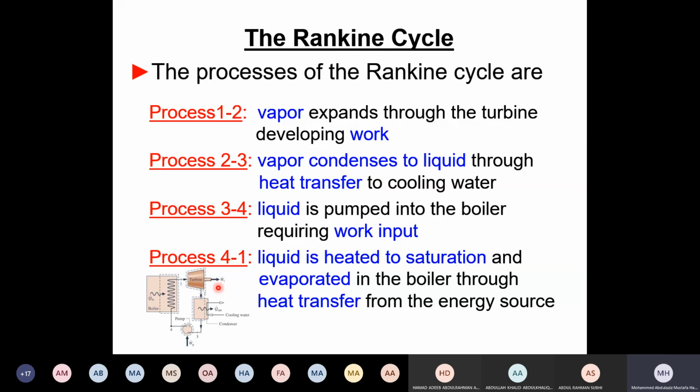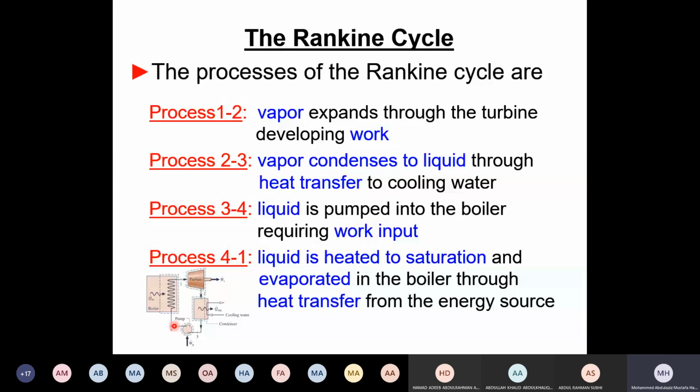The steam out of the turbine at 2 goes to the condenser, and then it is condensed to be liquid water here. So process 2 to 3, vapor condenses to liquid, and of course there's a heat transfer to the outside, and this is done by cooling water. We pass cooling water, and this will cool the steam and get liquid here. Then from 3 to 4, the liquid is pumped into the boiler. This pump will pump the water, meaning increase the pressure, normally from 10 kilopascal to around 10 megapascal.